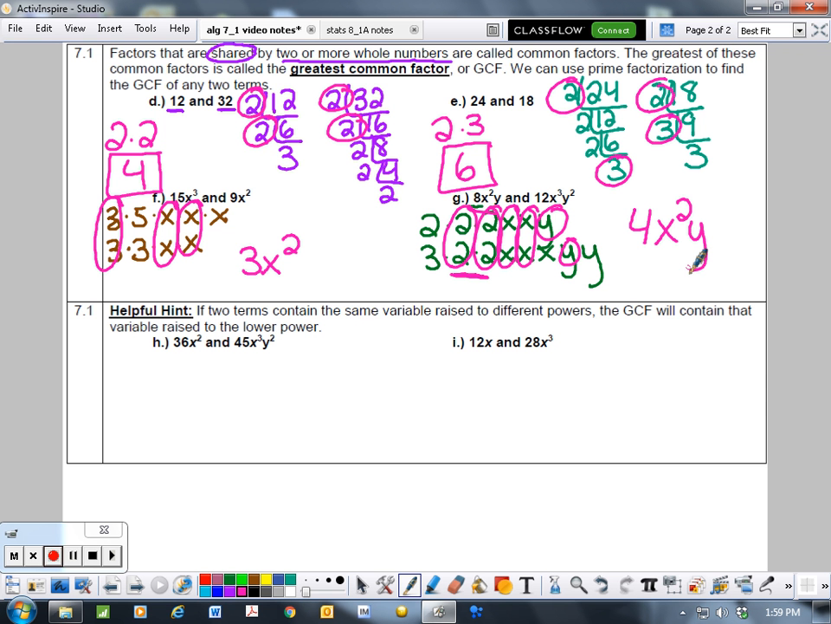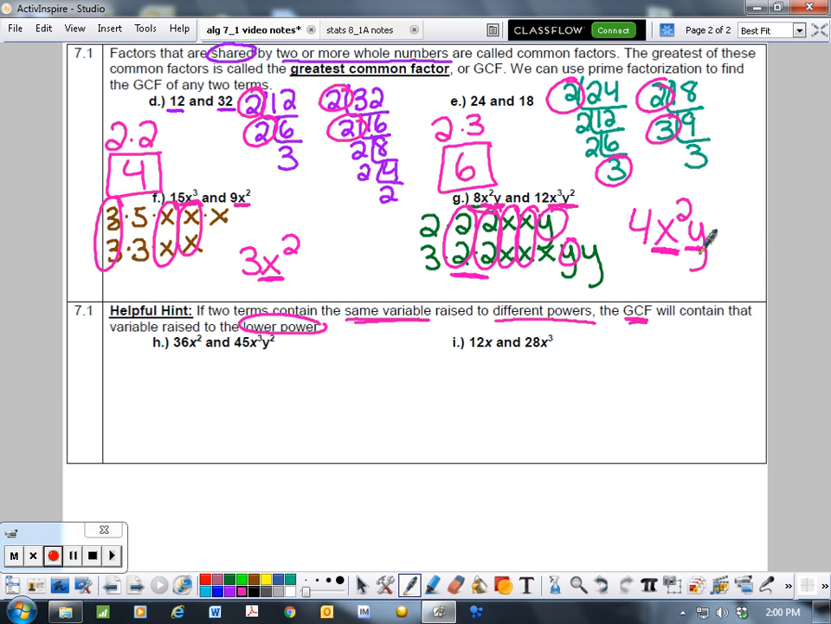And so we're going to use these last 2 examples to talk about a helpful hint: if 2 terms contain the same variable raised to different powers, the greatest common factor of that variable is going to be the lower power. So if we look up here, I have an x to the third and x to the second. My greatest common factor has an x to the second because it's a lower value. And then here, x to the second and x to the third, x to the second; y to the first, y to the second, I have a y to the first. So that's just a helpful little hint when you're dealing with variables, so you don't have to write out all of those factors each time.